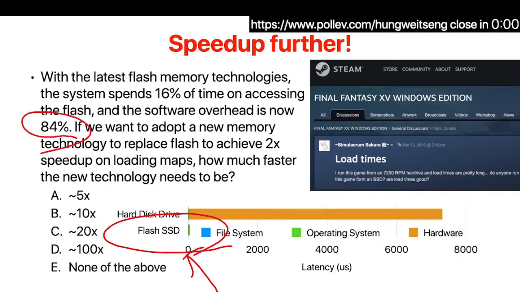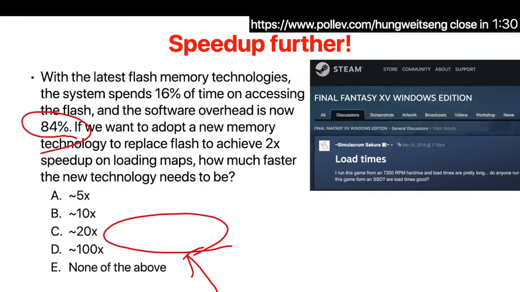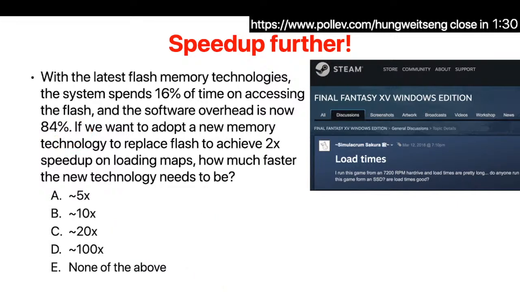So now my question is, people keep saying that we have new memory technology that can replace the flash chip. We want to use that to achieve twice speedup in loading a map. What does the new technology need to be, like how fast does it need to be? So that's the question. You're replacing the flash? Yes. Well, read the question. Yes, we are replacing the flash. All right, individual thinking time.